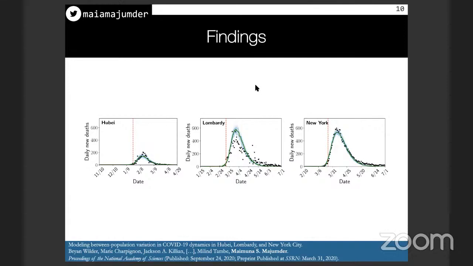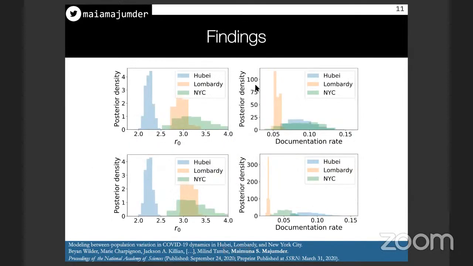To further validate our fits against death trajectory ground truth data, we conducted sensitivity analysis under varying assumptions of underdocumentation for deaths, as well as out-of-sample validation, which is detailed at length in the supplementary materials for this paper. Once we felt assured of our fits against the ground truth death trajectory data, we were able to estimate R0 for each location, as well as the documentation rate.